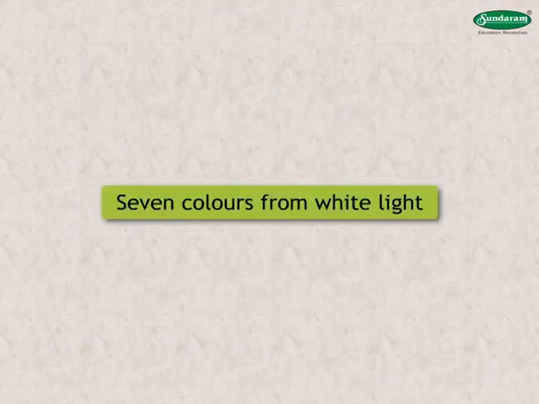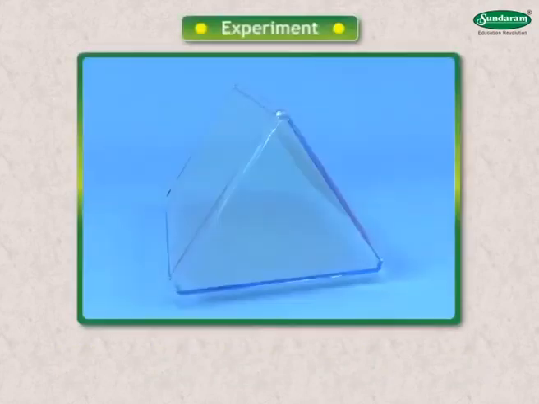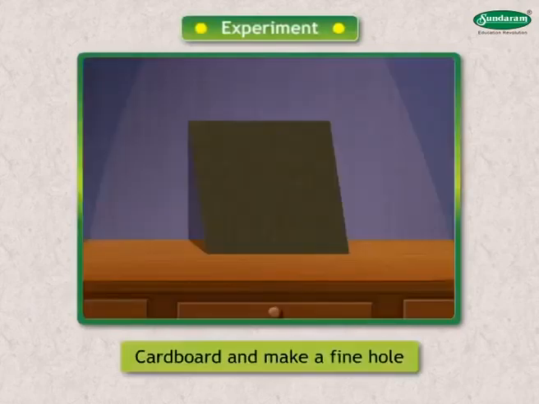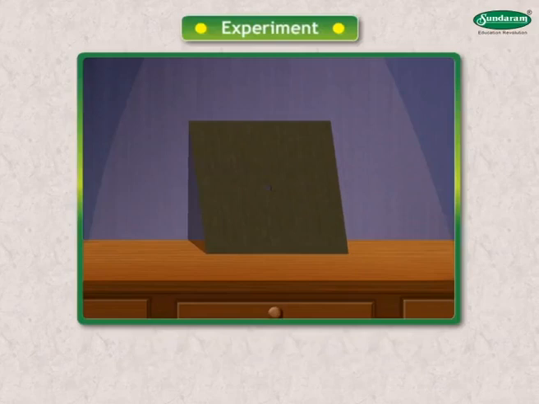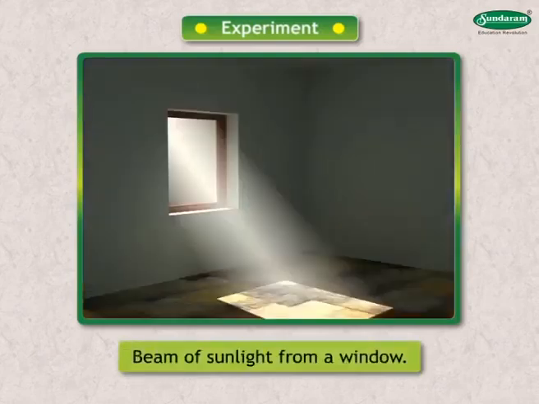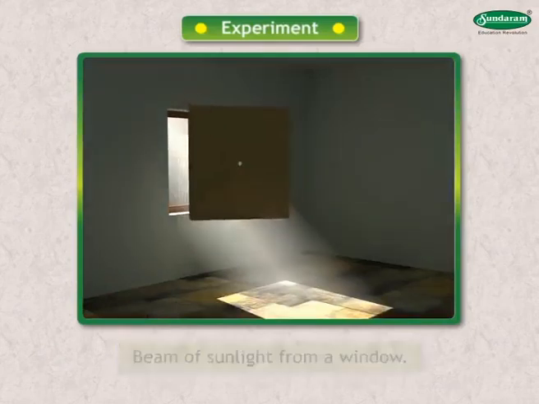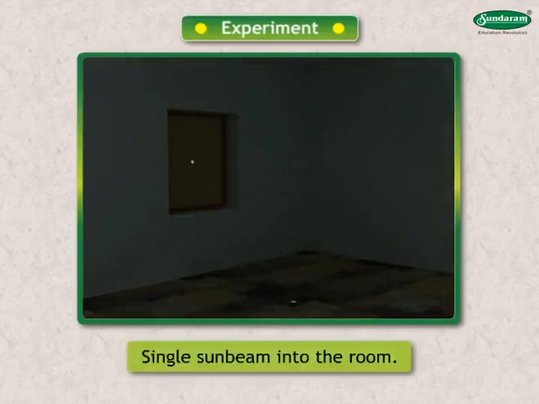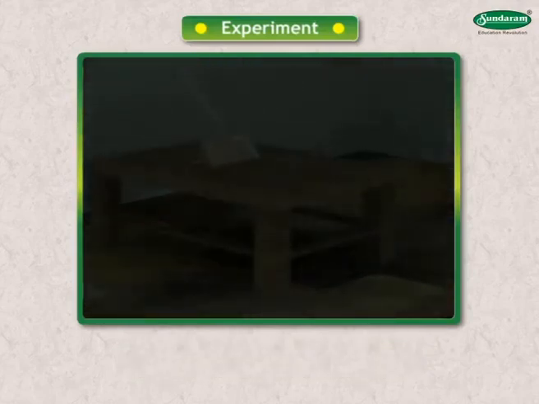We saw how we get white from 7 colors. But is it possible to get the 7 colors from white? Let us try. Take a glass prism. It has 2 triangular sides. Take a cardboard and make a fine hole in it. Do this experiment in a room where you get a beam of sunlight from a window. Close the window in such a way that you get a single sunbeam into the room. Place the prism on a table with its base facing you.